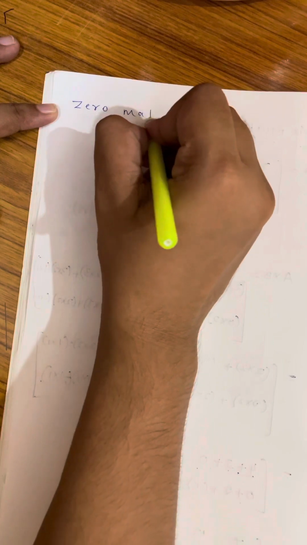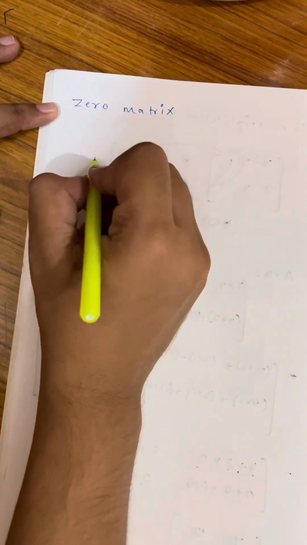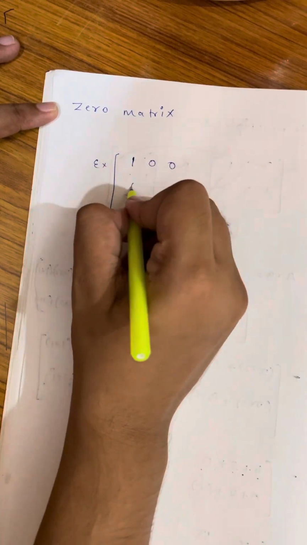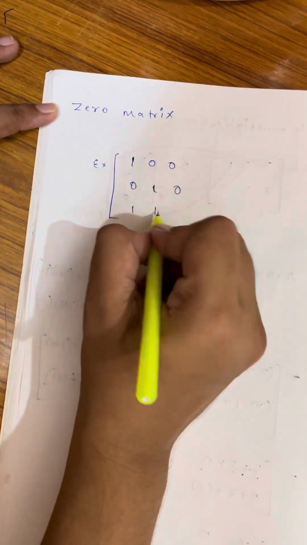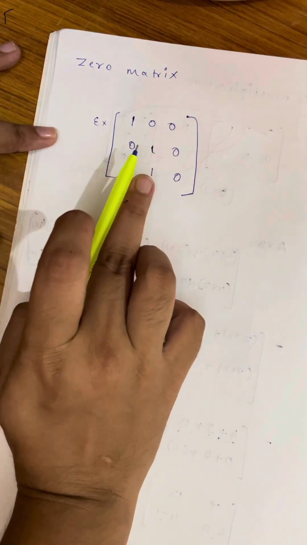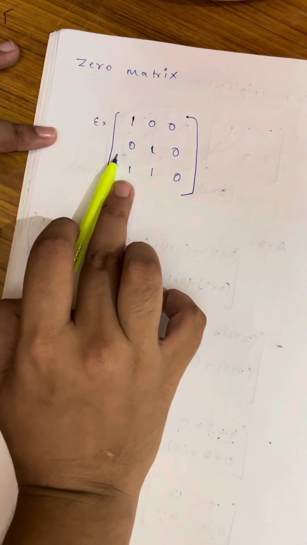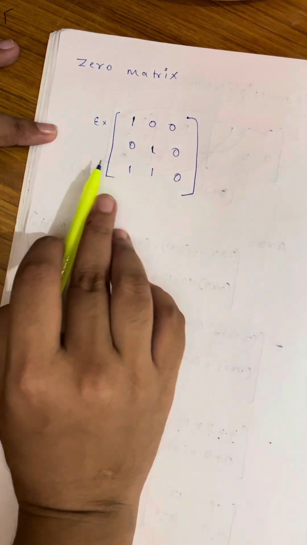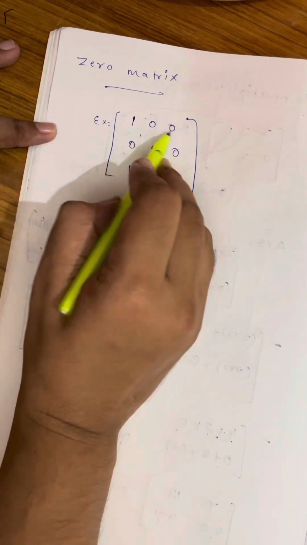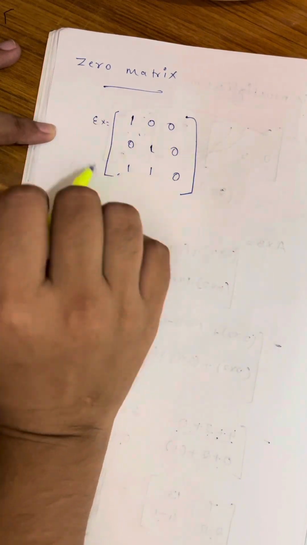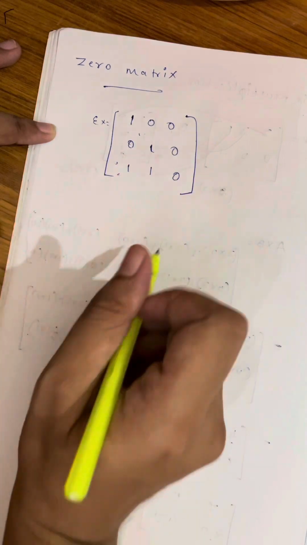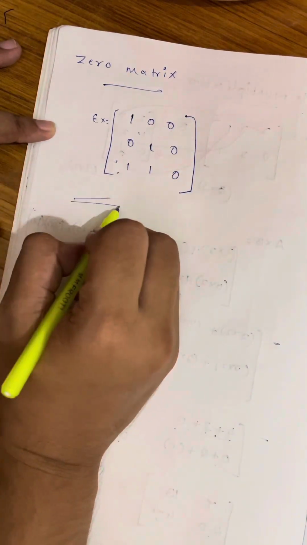Zero matrix. For example, 1 0 0, 0 1 0, 1 1 0. So what is 0 matrix? A matrix with entries that can either be 0 or 1 is called 0 matrix. This is the example where we have entries of 1 or 0. Wherever a matrix has entries 1 or 0 is nothing but 0 matrix. Okay, this is called 0 matrix.